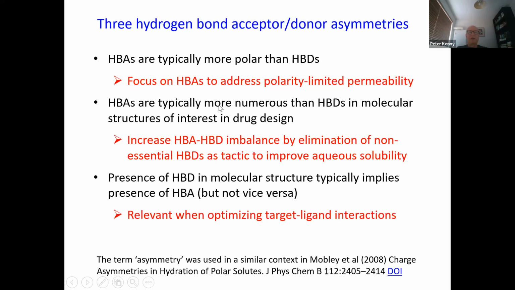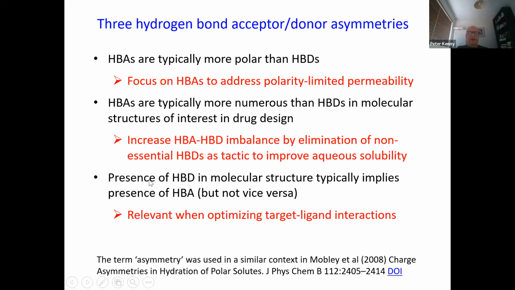Hydrogen bond acceptors are also typically more numerous than hydrogen bond donors in molecular structures of interest in drug design. So this tells us that if you're trying to increase the hydrogen bond acceptor-donor imbalance, you will affect the packing and destabilize the solid state. So this is probably a tactic for increasing aqueous solubility.